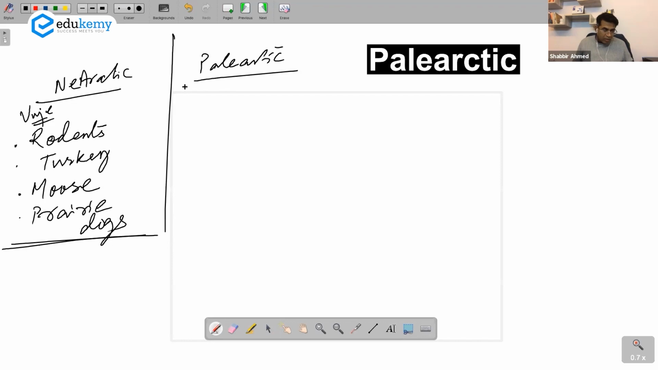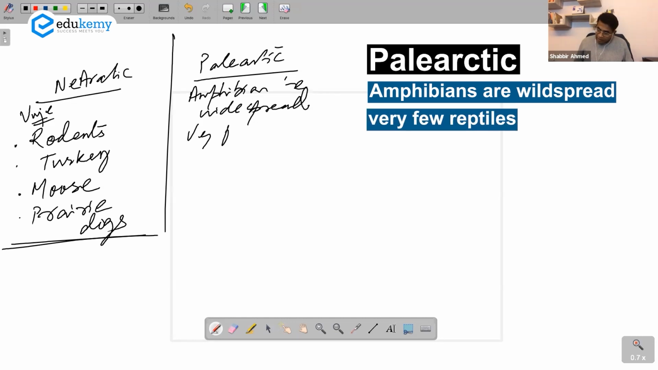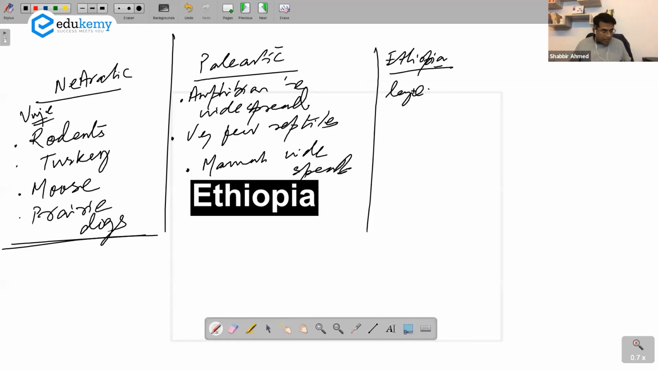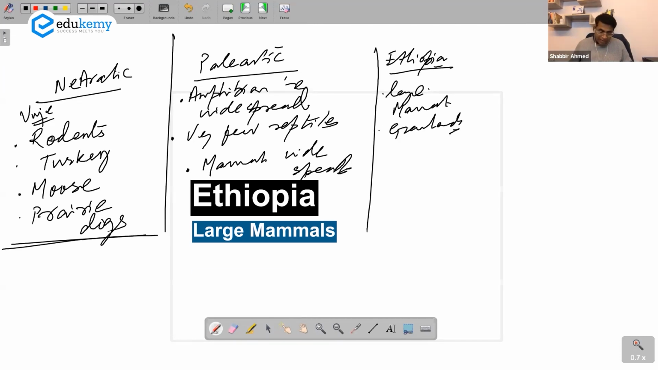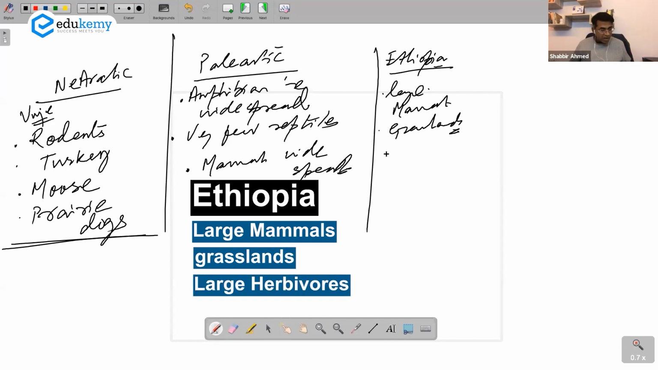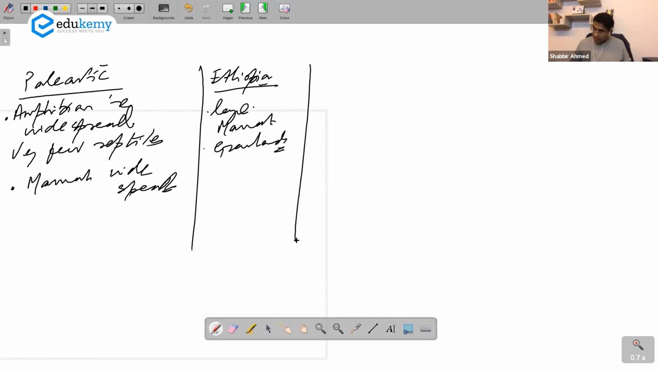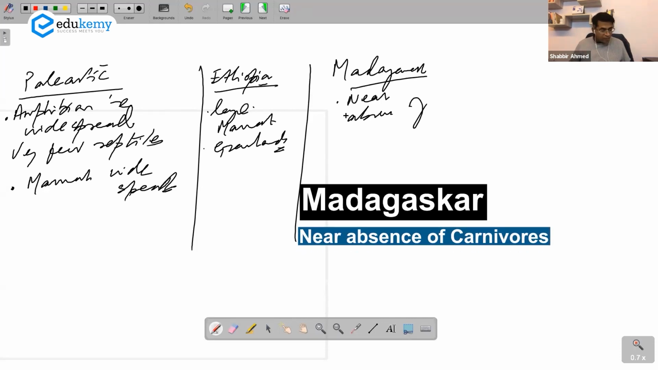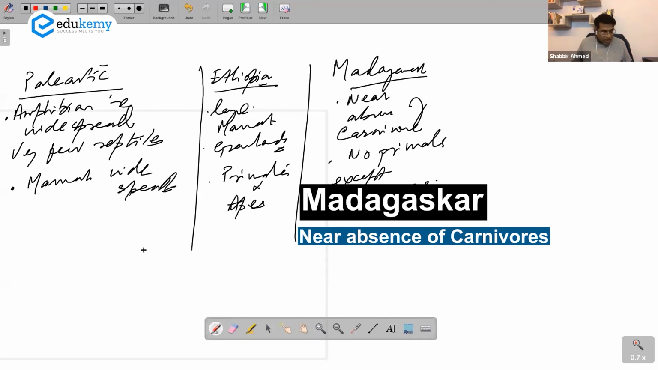In the Palearctic, the unique ones include amphibians are widespread, and very few reptiles and mammals are widespread. Ethiopian or the African region has large mammals because of open grasslands. You have large herbivores and large carnivores. And you can write one extra: Madagascar has a near absence of carnivores. And primates are very important there. Primates and apes. Madagascar has no primates except lemurs, or Palearctic.